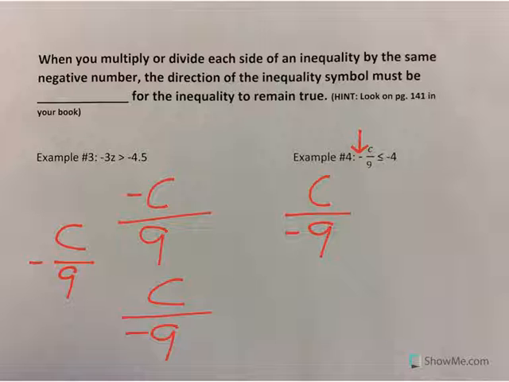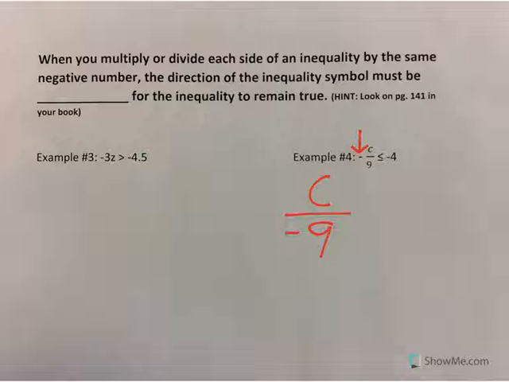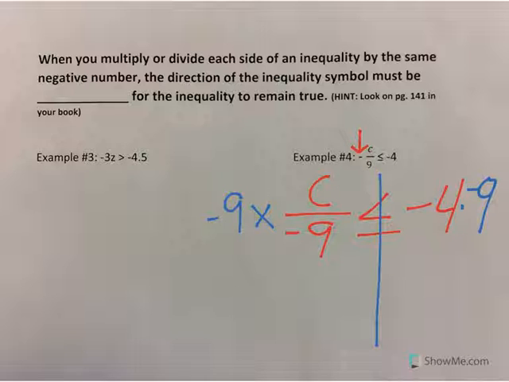So I get c over negative 9 is less than or equal to negative 4. Again, the goal there is to get the c all by itself. To do that, I need to get rid of the negative 9. It is dividing the c. The opposite of dividing by negative 9 is to multiply by negative 9. And if I multiply the left side by negative 9, I have to do the exact same thing to the other side. So the negative 9s cancel. They're opposites, they cancel each other out, which would leave us with c.